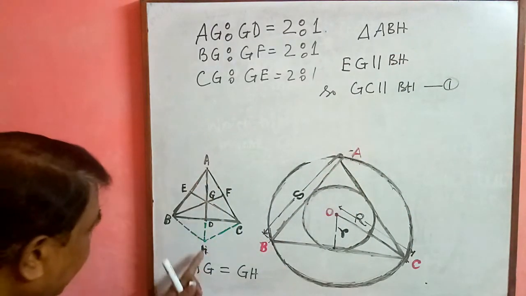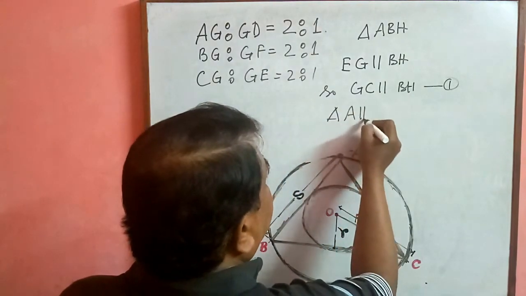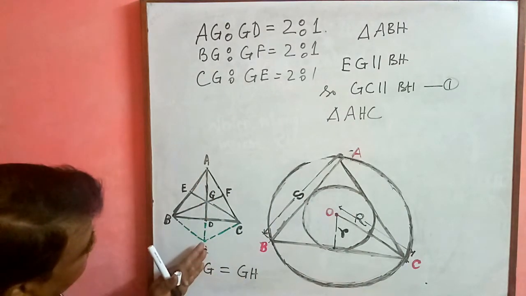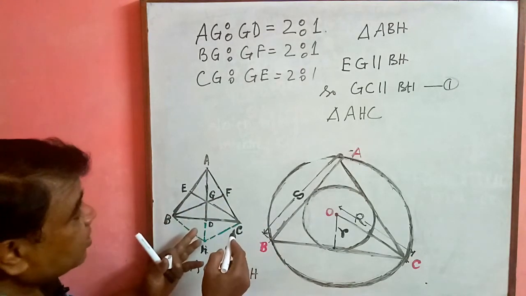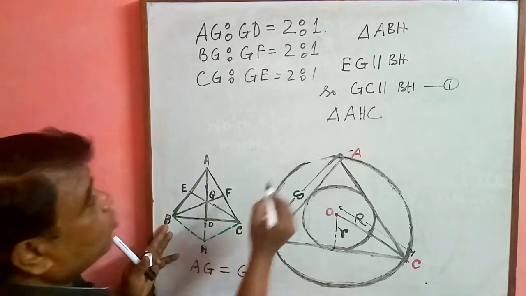Similarly, in triangle AHC, again, G is the midpoint of AH and F is the midpoint of AC. By midpoint theorem, GF is parallel to AC. Similarly, BG is parallel to AC.